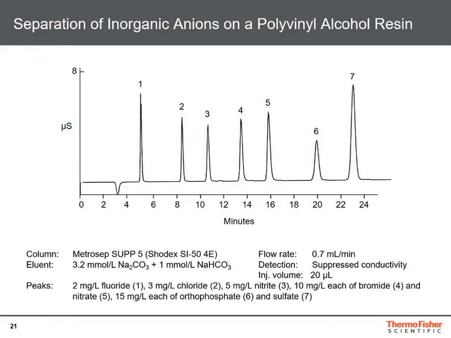The separation of the 7 most important inorganic anions on such a polyvinyl alcohol resin is shown on this slide. I think we all agree the resolution between all components is exceptional. The only problem is the relatively long analysis time of more than 20 minutes, which cannot be decreased by increasing the flow rate. The standard flow rate, as we see, is 0.7 mL a minute, and this is due to the fact that polyvinyl alcohol resins are mechanically not as stable as their styrene-based analogs.